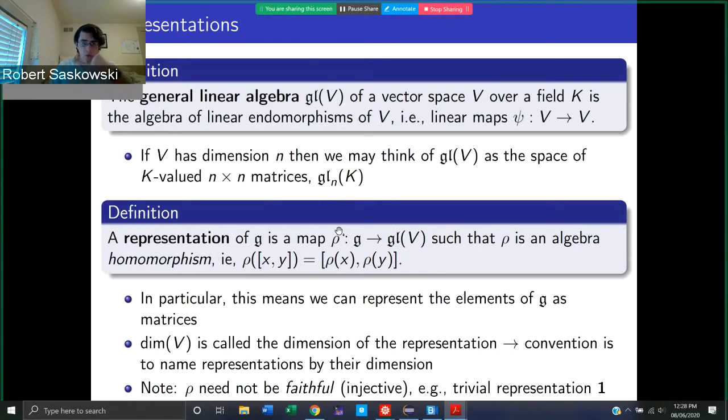Now, the way to think about this is, because GL of V can be thought of as k-valued n by n matrices, we can think of this as simply being a map which takes some element of the algebra, which may be some abstract element, or may already be a matrix, and it outputs a matrix that represents this, and that you can use in conjunction with other elements that have been run through this map in a way which retains the original structure of the algebra. So in particular, this is telling us that we can represent the algebra as a collection of matrices, which is usually how it's introduced initially in physics.